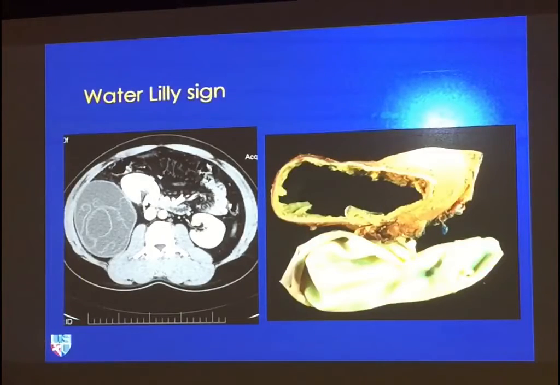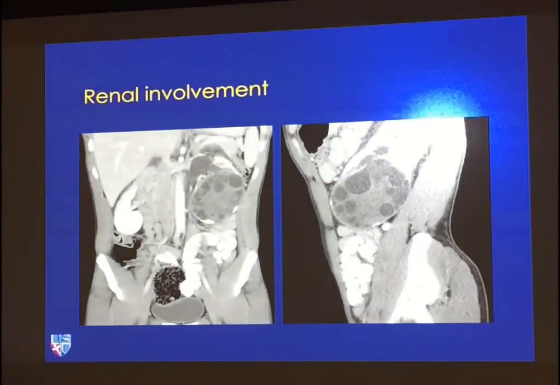Here is an example of that water lily sign where the membranes are pulled away from the pericyst, this time on CT. This is a pretty good appearance, but it's in a weird location. It's retroperitoneal. You can see the colon shifted forward, the right kidney shifted forward, an isolated retroperitoneal lesion. Here is a classic lesion with a peripheral daughter cyst and curvilinear peripheral calcifications, but this time arising from the left kidney.